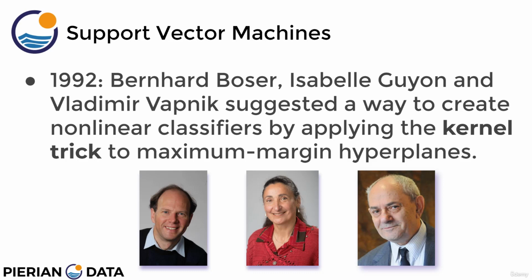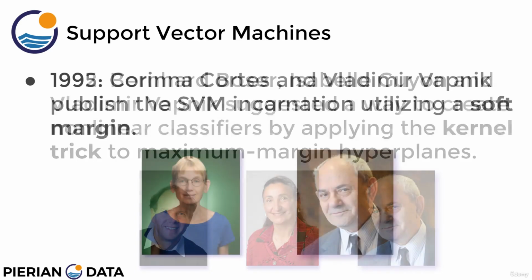And in 1992, Boser, Guyon, and Vapnik suggested a way to create nonlinear classifiers by applying the kernel trick that we previously discussed in that 1964 publication to maximum margin hyperplanes. And this really takes support vector machines to a whole new level, which we're going to learn about when we discover how we slowly build up to the kernel trick.